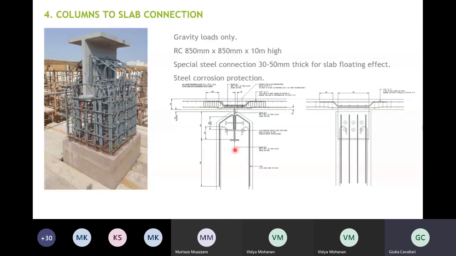And we had to ensure that during construction, this connection was going to be installed correctly and with minimal offsets, so that we didn't induce any additional moment into the columns.